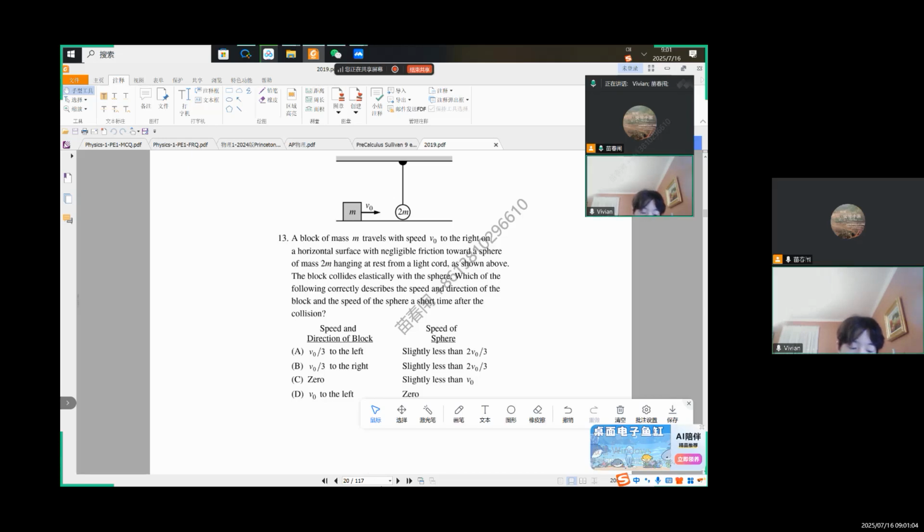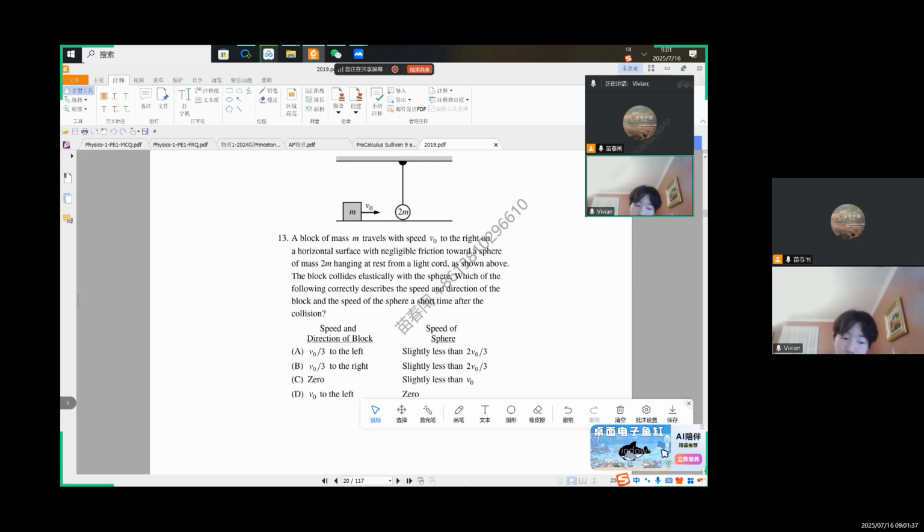What do we know about elastic collision? That all of the energy is not lost, right? Yeah. So it didn't really say which velocity is zero. It only says you don't lose energy. So what's the energy before is what's the energy after.